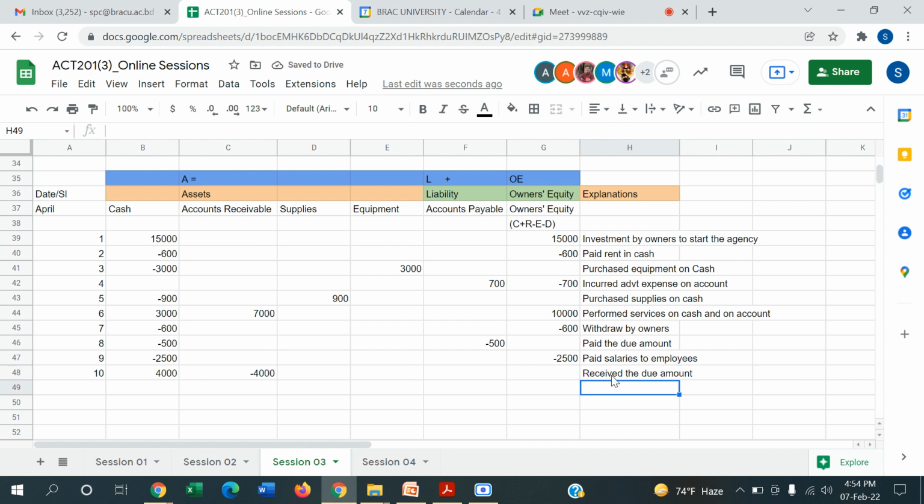So this is how we need to show the effect of each transaction in the accounting equation. Or in other words, each transaction will affect the accounting equation in that form, and this is known as transaction analysis. Up to that, is it okay? Have you understood? How should we proceed?